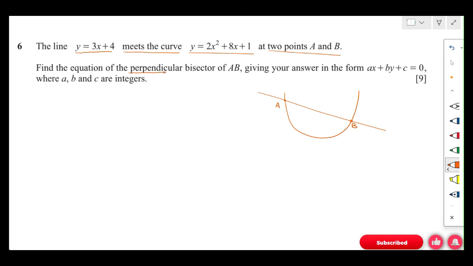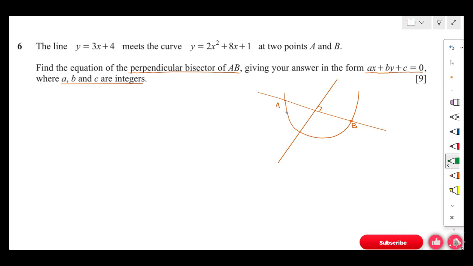Find the equation of the perpendicular bisector of AB. We have to figure out the equation of the perpendicular bisector of the line AB, giving your answer in the form ax plus by plus c equals 0, where a, b, and c are integers. Okay. So I hope you understand what we are trying to solve. So first thing, we need to find the points of intersection of line and curve.